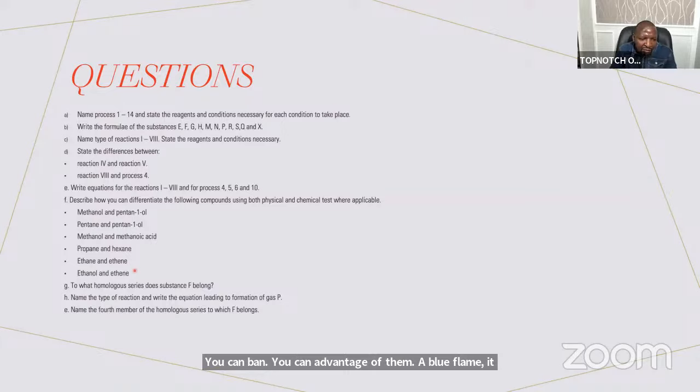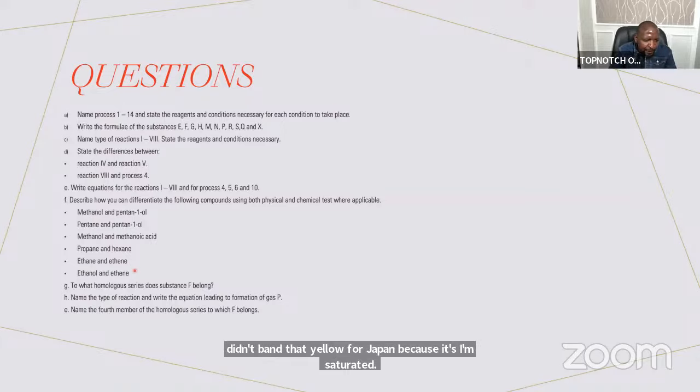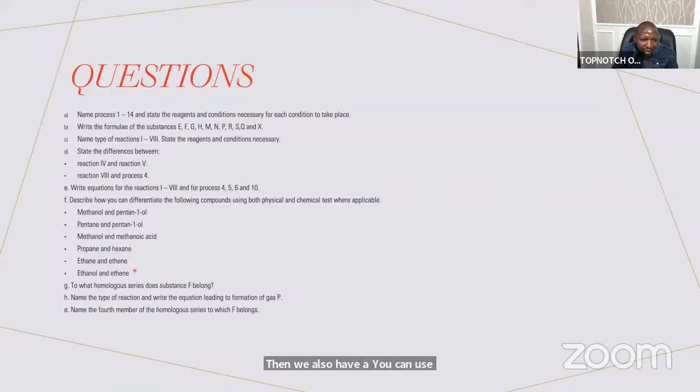Then you can use acidified potassium dichromate 6. Ethanol will change acidified potassium dichromate from orange to green, but with ethene the orange does not change to green. Remember, potassium dichromate 6 only tests for ROH. So you use that one.